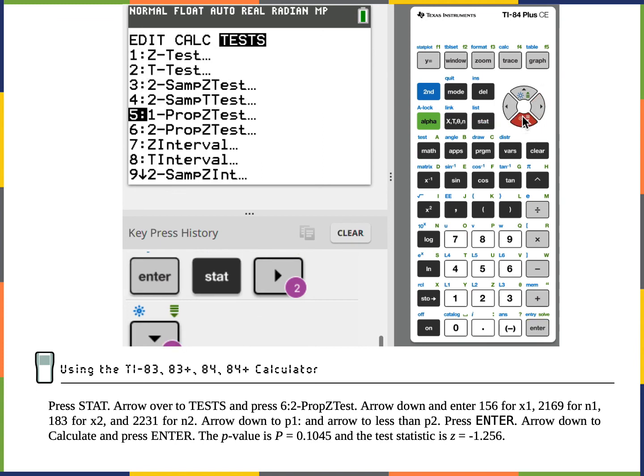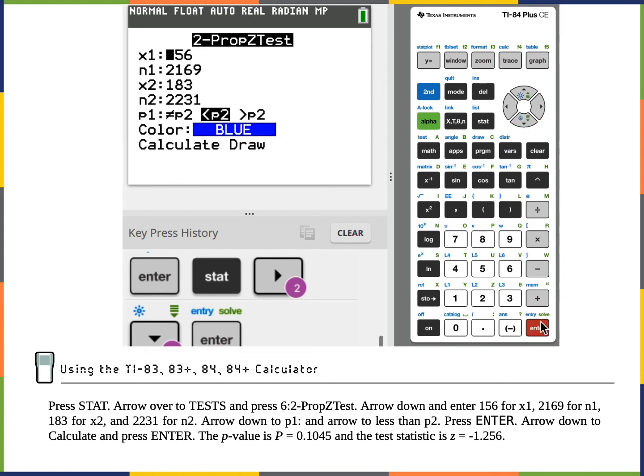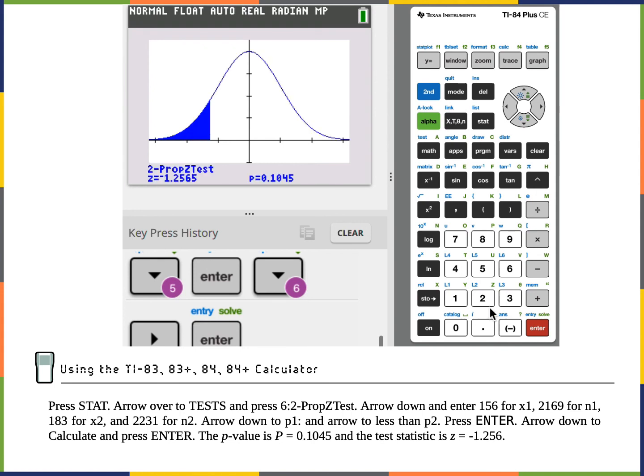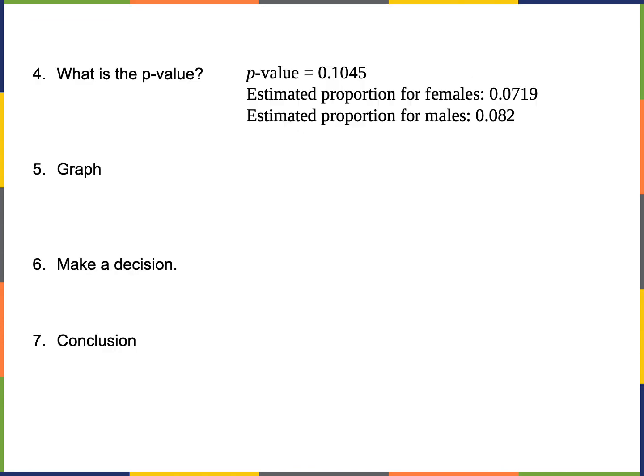What if we wanted to graph this? We would go back down to 2-PropZTest, and instead go to draw. And there it is. The p-value again was 0.1045. The proportions for females and males were 0.07 and 0.08 respectively.